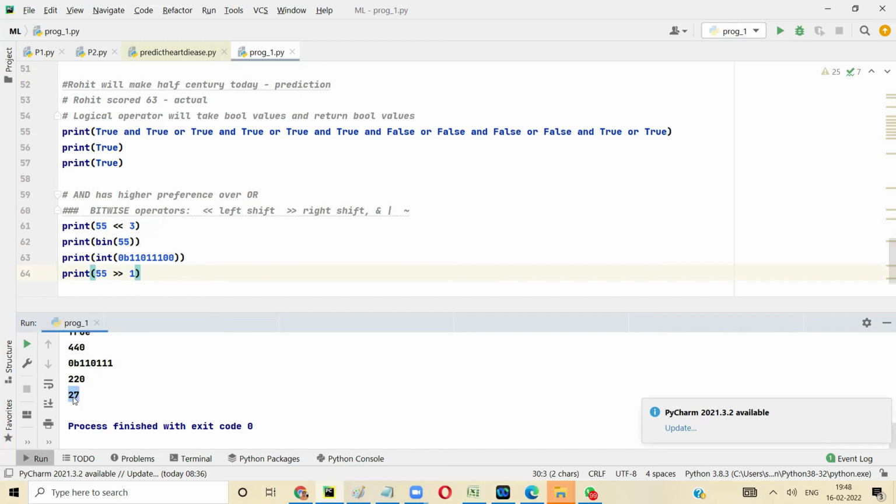Sir, please describe one more. Which one? Last 64 line. Okay, right shift. So sorry, again, let me recollect. So you're talking about right shift, right?